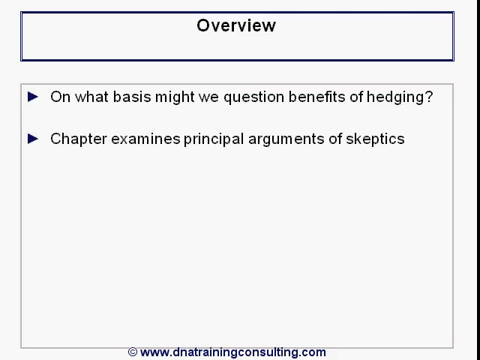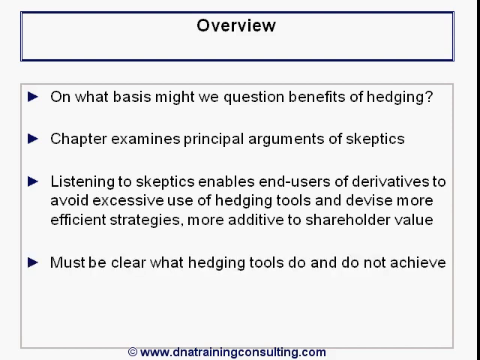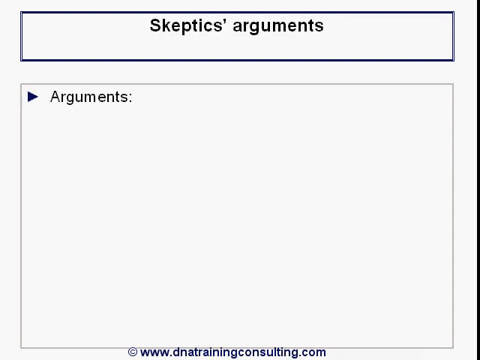This chapter examines the principal arguments of the skeptics, which carry some validity in some cases. Our belief is that listening to the skeptics and taking their arguments seriously enables end users of derivatives to avoid excessive use of hedging tools and to devise strategies that are more efficient for the entity and more additive to stakeholder value, provided it is clear what it is that these tools are intended to achieve and what they are not intended to achieve. We start by listing the skeptics' arguments in summary fashion before addressing each one in turn.